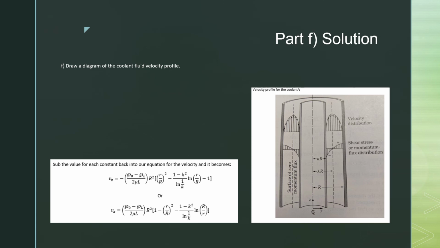So now that we have our equation, the student's going to be asked to draw a diagram of the coolant fluid velocity profile. The picture that we're displaying here was one out of the textbook, which has shear stress or the momentum flux distribution, which is not required for the student. They only have to draw the velocity distribution. But other than that, it just needs to be a well-labeled diagram, and as long as they have the equation correct, they can sub in whatever values they like and they'll get a nice, easy-to-draw diagram.